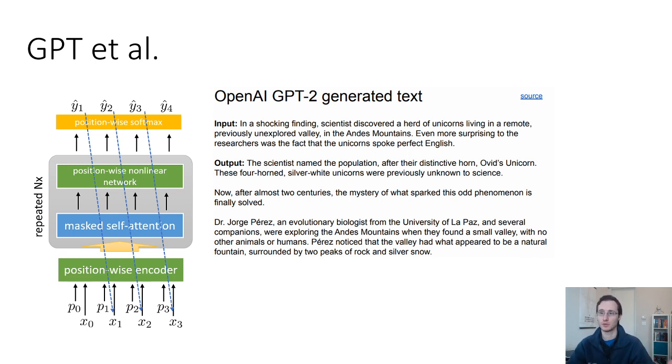The scientists named the population after their distinctive horn, Ovid's unicorn. These four-horned silver-white unicorns were previously unknown to science. Now, after almost 2 centuries, the mystery of what sparked this odd phenomenon is finally solved.